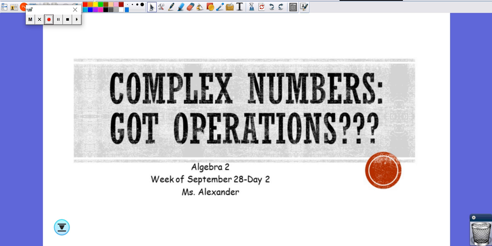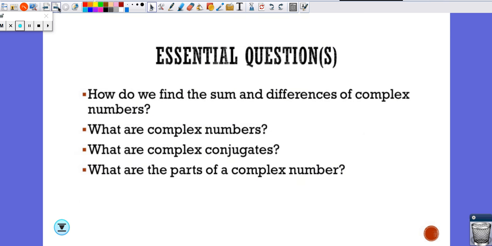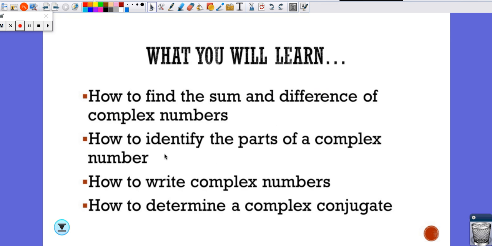So first thing we're going to start with is our standard. The standard is for you to understand the powers of i and know the forms of complex numbers, and use the commutative, associative, and distributive property to add, subtract, and multiply complex numbers, and then use complex conjugates to find the quotient. But we're going to break this down little by little. So what you're going to learn in this lesson is how to find the sum and difference of complex numbers, how to identify the parts of a complex number, how to write a complex number, and how to determine the complex conjugate.